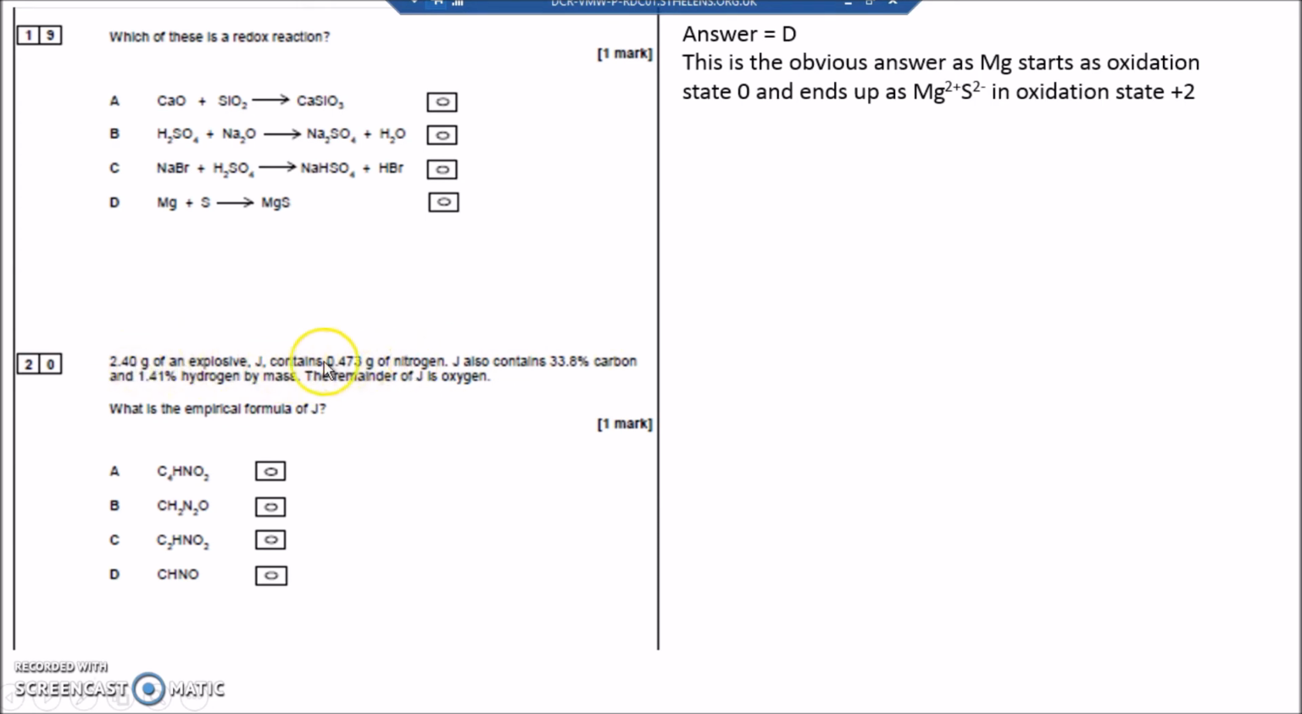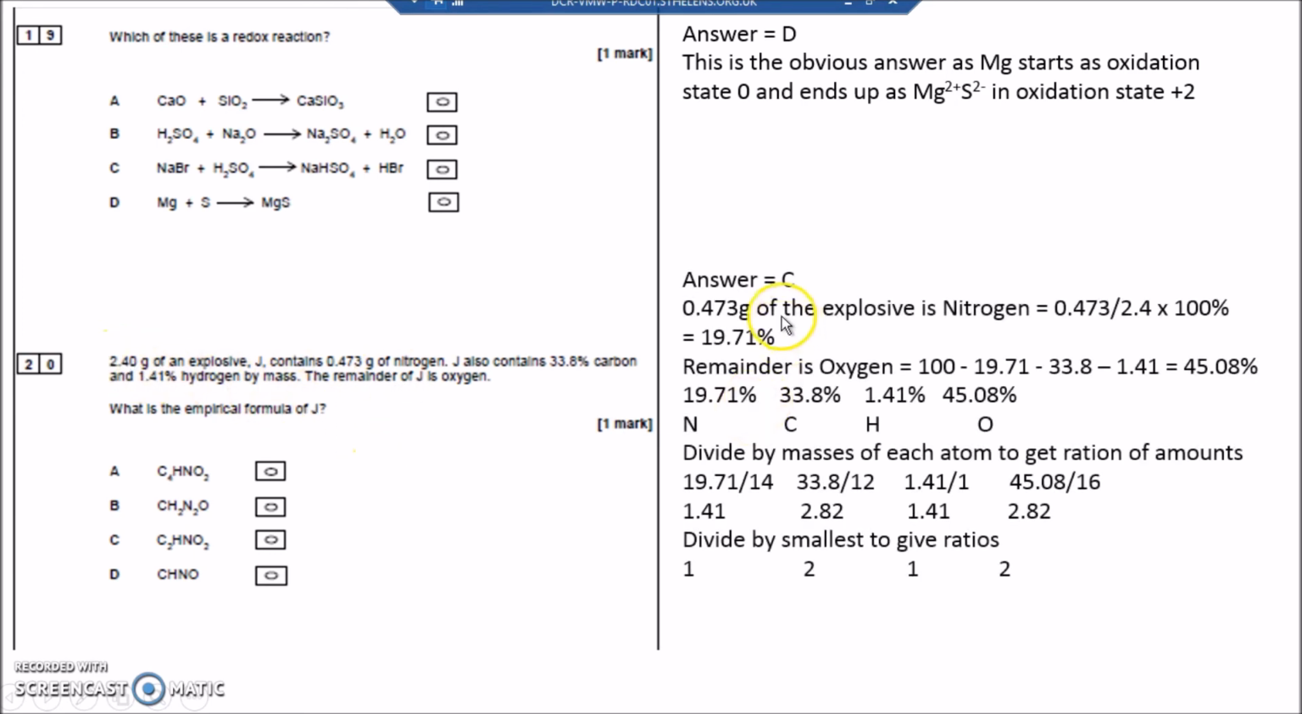I've got 0.473 grams out of the 2.4 grams. 0.473 divided by 2.4 multiplied by 100% gives me the percentage of nitrogen in there. So now I've got percentages, the remainder is oxygen, so I can do 100, take away the 19.71 which is nitrogen, take away the 33.8 which is carbon, take away the 1.41 which is hydrogen. And it tells me that 45.08%, the remainder, is oxygen.